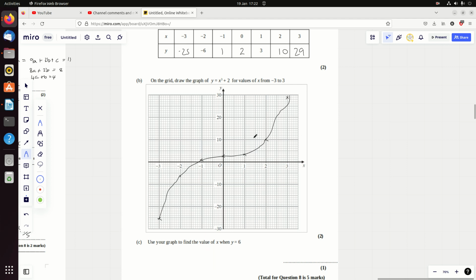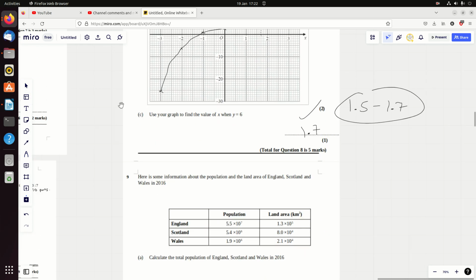Use a graph to find the value of x when y is 6. Well, y is 6, so I'm going to go across at 6, and then I'm going to look down. Looks to be about 1.7. Right, let's have a look at what the mark scheme actually allowed. It allowed any answer from 1.5 to 1.7, and so that is acceptable, even on my lousy drawing there. Okay, let's do the next one.